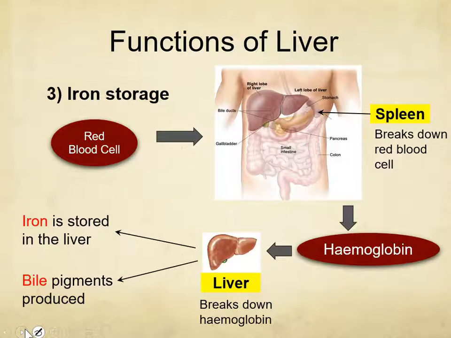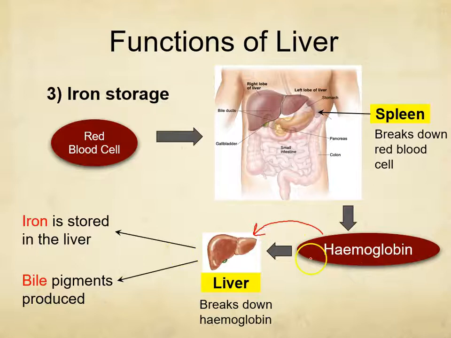Okay, the next function is that it stores iron. Your red blood cell contains iron because hemoglobin contains the element iron, which will help to combine with oxygen. So the red blood cell will make its way to the spleen, which is another organ that is quite closely associated. Then it will break the red blood cell down and release hemoglobin. Now, this hemoglobin will then travel to the liver.